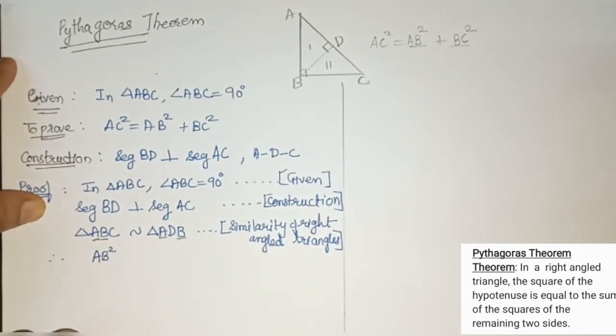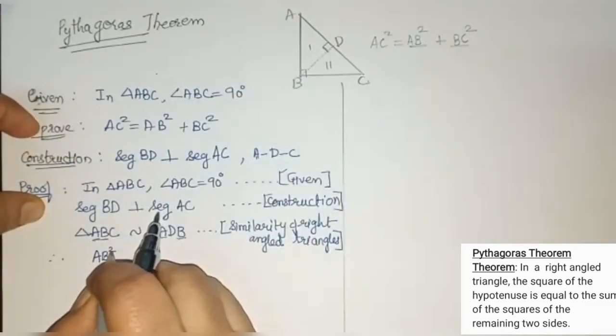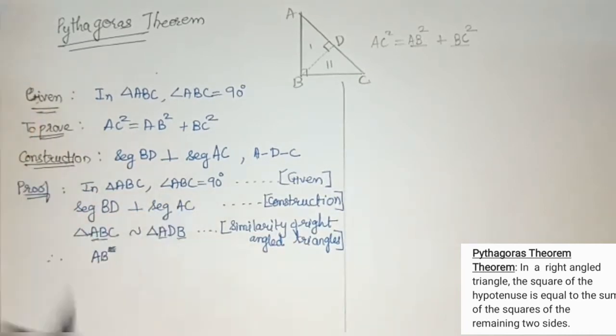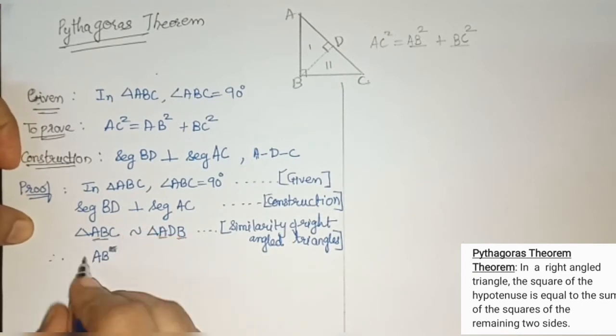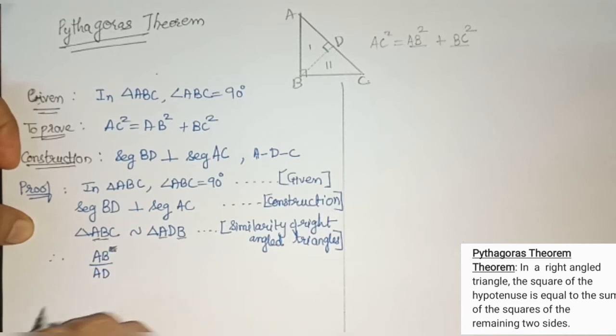AB square. Sorry, not AB square. Please do not write this square. We will get AB square, but AB upon which is the corresponding side? AD. Corresponding side is AD, and this will be equal to.